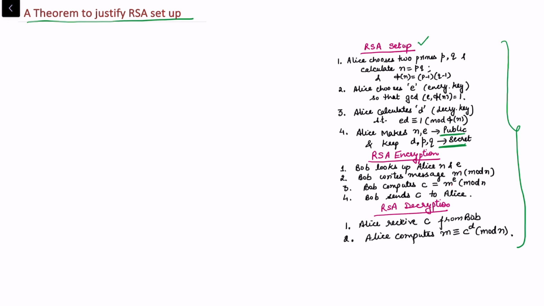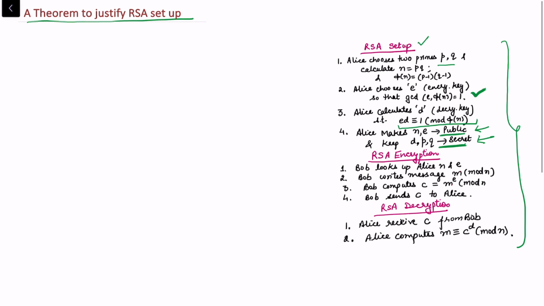LIS chooses two large primes P and Q, takes their product which is n, and calculates phi n, which is (P minus 1) times (Q minus 1). Phi n is Euler's totient function. LIS chooses E such that the GCD of E and phi n is equal to 1 and calculates D, which is the multiplicative inverse of E. Now n and E are kept as public information, and D, P, Q are kept as secret information.